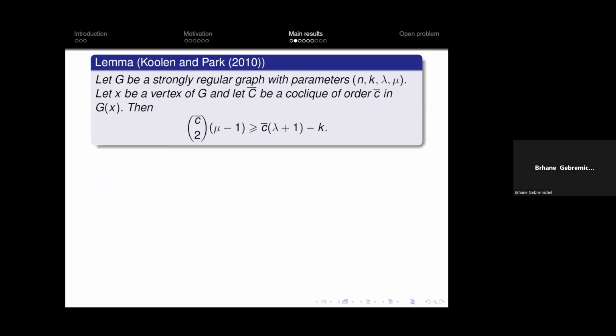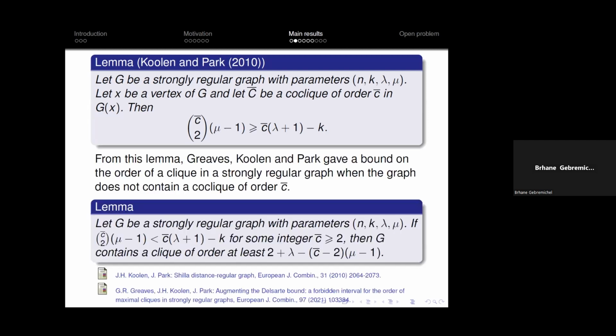Cullen and Park show that, let G be a strongly regular graph with parameters n, k, lambda, mu. Let x be a vertex of G and let C bar be a co-clique of order C bar in G of x. Then C bar choose 2 times mu minus 1 is at least C bar times lambda plus 1 minus k. We call this one the claw bound.